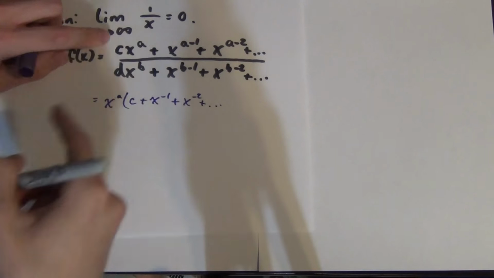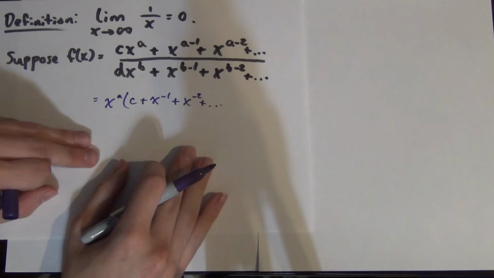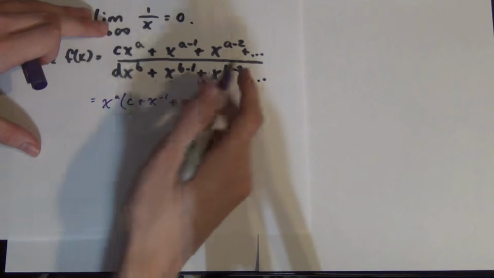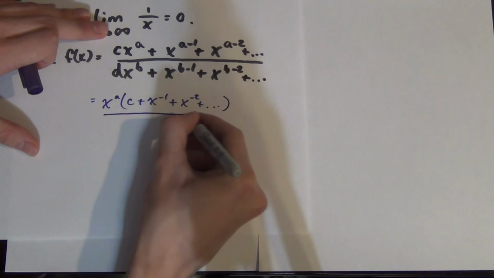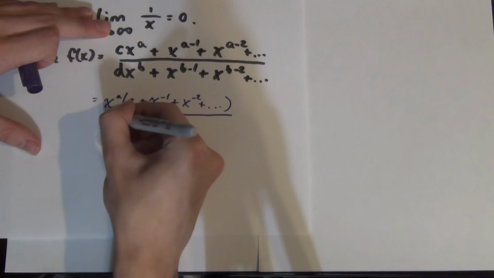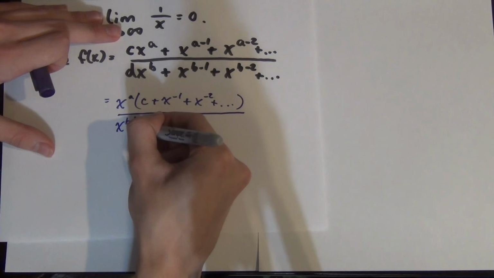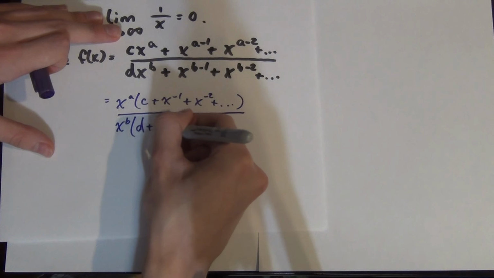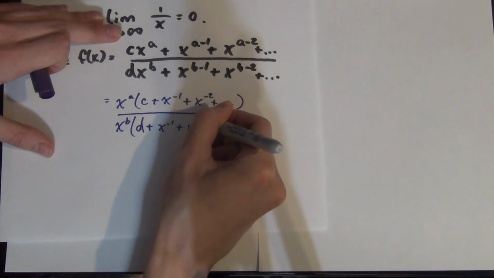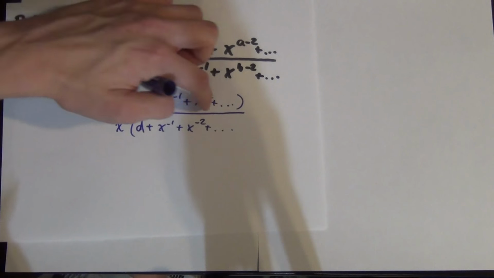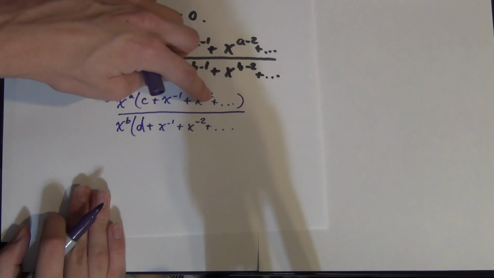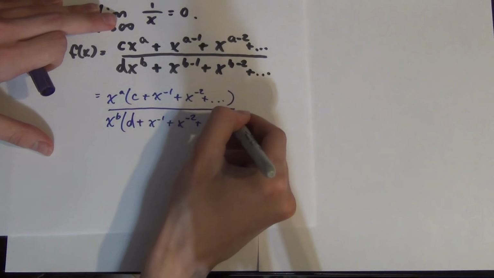So all these other guys are essentially 1 divided by some form of x, which we know the limit equals 0 in those cases, divided by, if I factor x to the b out, I essentially have the same thing, d plus x to the negative 1 plus x to the negative 2. Of course, there could be coefficients in front of these guys, but like I said, if the limit approaches 0 in these cases, it doesn't really matter.